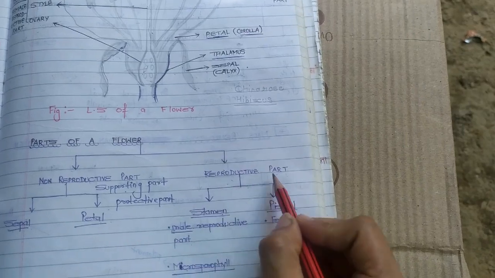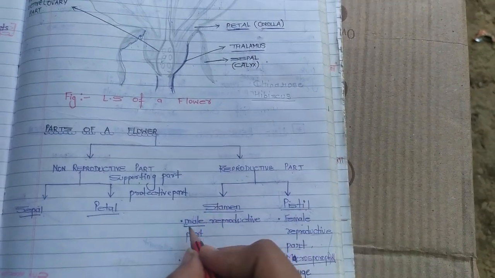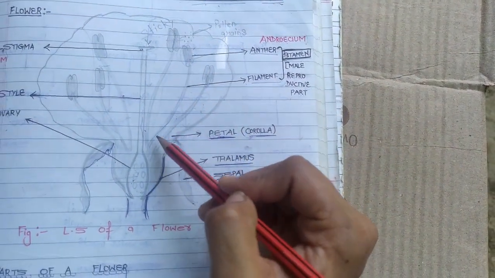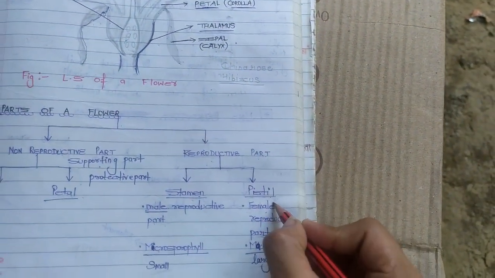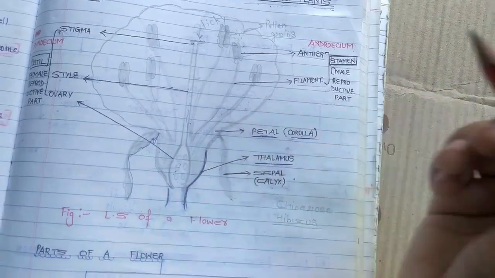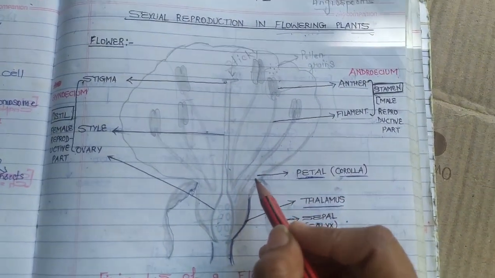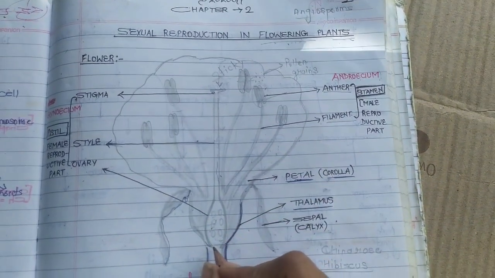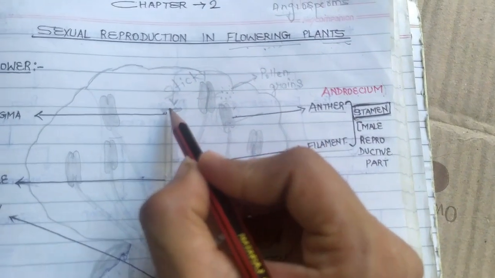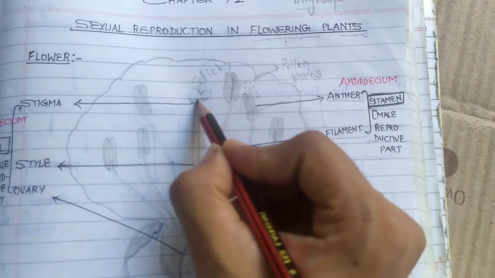Next are the reproductive parts. The reproductive parts of our flowers are stamen and pistil. The male reproductive part is known as stamen, and the female reproductive part is known as pistil, which is present mostly in the center of a flower. So let's see a diagram of a flower and try to understand the concept of sexual reproduction in a flower. You can see in the center, the top of a pistil is a broad part which is sticky in nature.